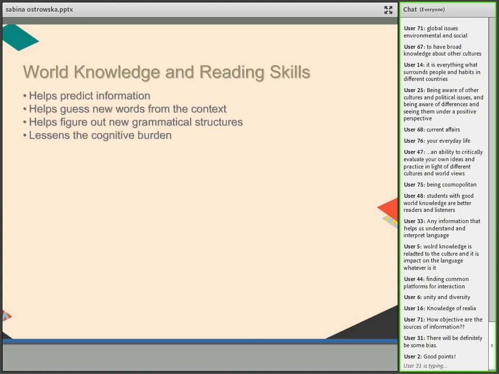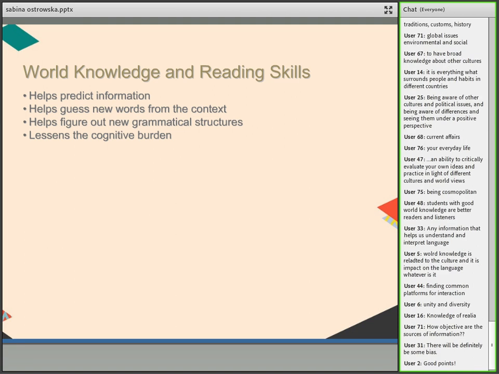So we'll start with reading. The notion of content schemata and reading skills, or how world knowledge affects our reading skills, has been researched to a great extent since the 1980s. And at the end of this presentation, you can see a number of references to quite popular academic articles on this issue.